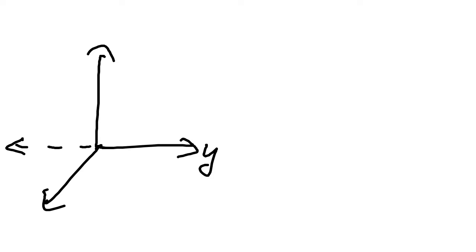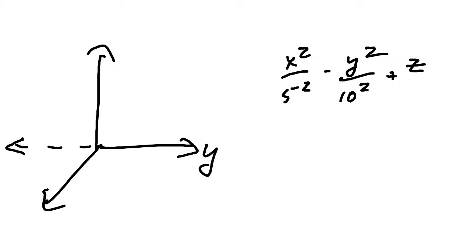So what was our equation? Let me just rewrite that. We had x squared over 5 squared, 25, minus y squared over 100, which was 10 squared, plus z squared over 4, which is 2 squared, and that equals 0. Notice the difference between my z and my 2 is the slash through the z. But anyway, it's going to follow along the y-axis, because that's where the minus is.